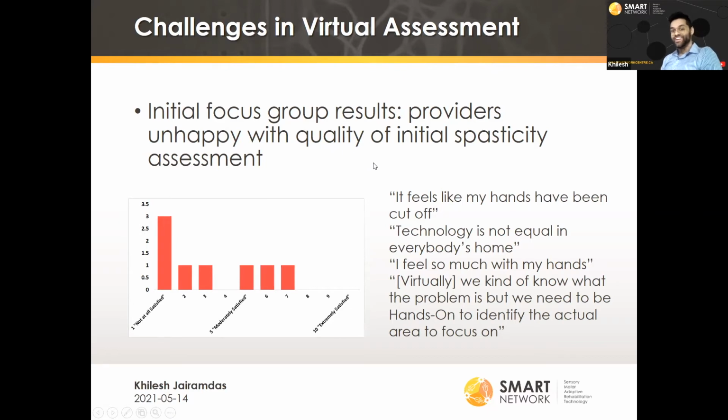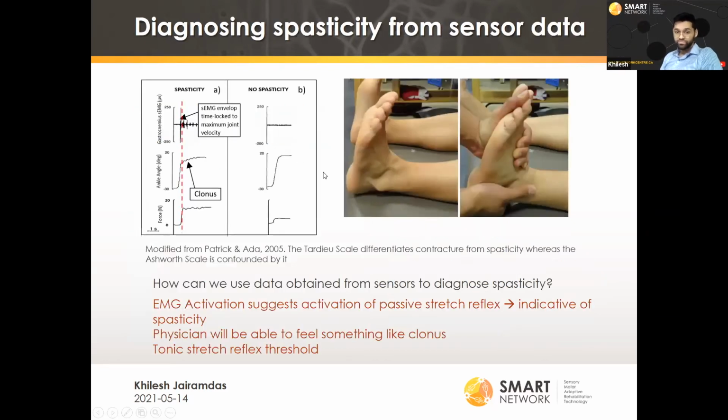Very unfortunate there. Technology is not equal in everybody's home. You know, somebody might be using a wobbly smartphone, and someone's caretaker may not know how to get the best lighting to expose all the right angles to the clinician who's just trying really hard to do what they can with that webcam. So these are all problems here.